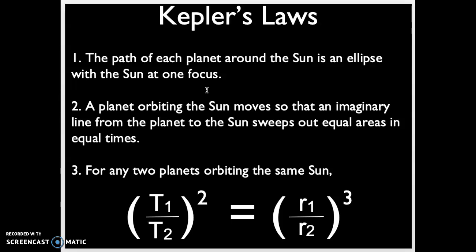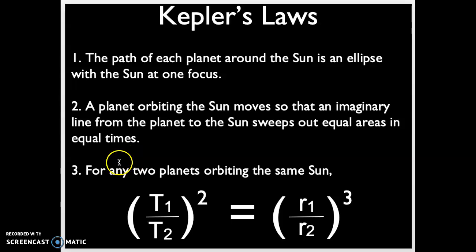Unless there are several gravitational objects affecting it, I guess that wouldn't always be true. If there's just one object orbiting one other object, it's always going to be an ellipse. And then the second thing he found, and I don't think he said it exactly this way, is that if you look at a line from the planet to the sun, it's sweeping out equal areas in equal times.